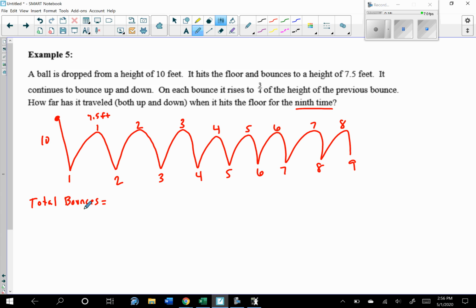In this case, the total number of bounces n would be equal to 8. Your first term would be your first bounce. So remember that this height of 7.5 is the height of the bounce, but not the distance that it's traveled, because we want to figure out how far we have traveled both up and down when it hits the floor for the ninth time. So the whole distance that we are looking at is the distance here, 7.5, and this is also 7.5. So 7.5 plus 7.5 is 15.